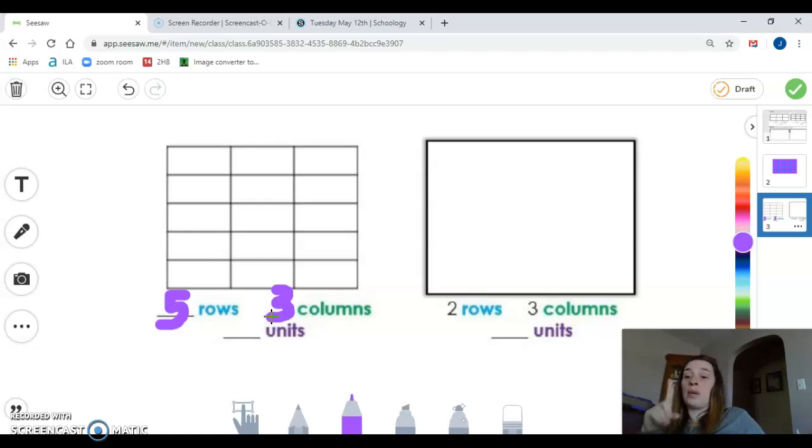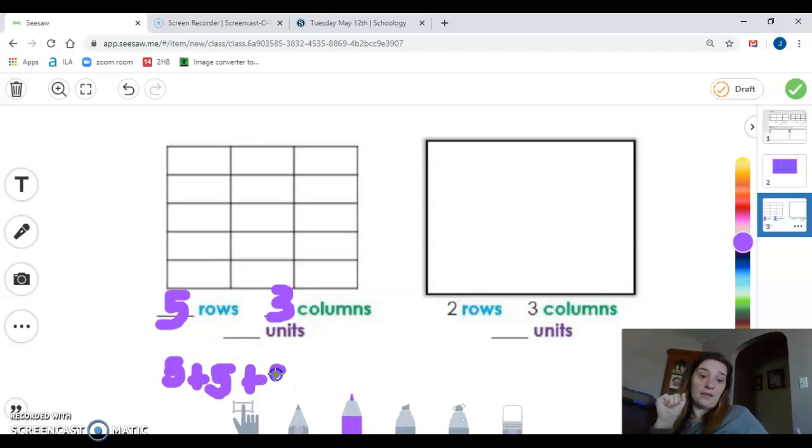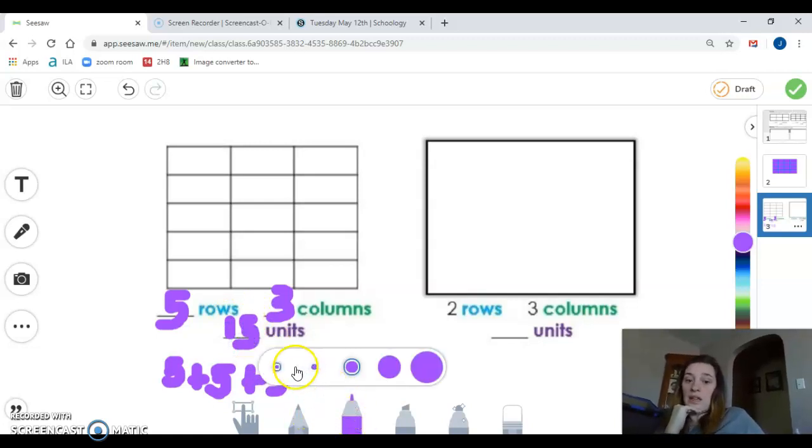Then I need to figure out how many units there are all together. Now you can use repeated addition. We could go 5 plus 5 plus 5. 5, 5, 10, 15. We're going to count it 3 times. 5, 10, 15. So how many units are there? Right, there's 15 units all together.